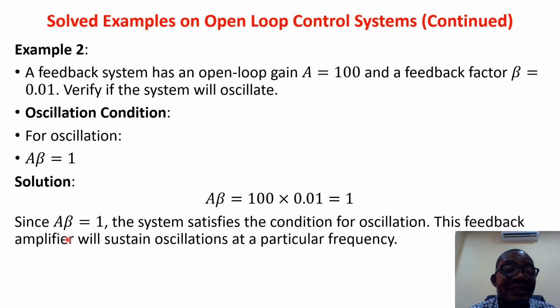So since A times beta is equal to 1, the system satisfies the condition for oscillation. Because when we go back to the equation, we find out that the denominator will be 0. 1 minus A times beta will give you 0. And once the denominator of an equation is 0, it means that the output will be infinity, leading to instability or oscillations.